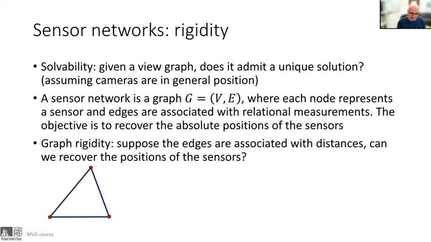The answer is, of course, yes, because if we know the three distances of the edges, then the triangle is determined uniquely. We learned that in high school, actually. Okay, what about this picture? I'd be happy to hear your answer. Does this graph give you a unique solution if you know the distances? Anybody wants to answer?